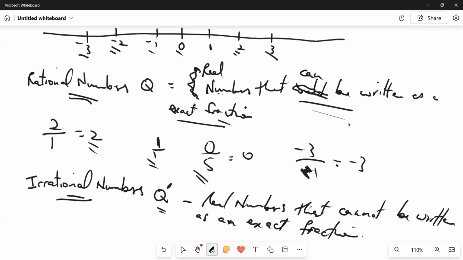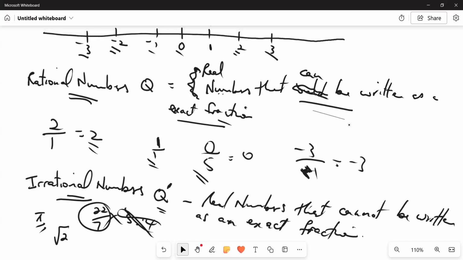And let me give you a few. You all know of pi. Pi cannot be written as an exact fraction. Nobody knows the exact value of pi. So 22 over 7 is just an approximation, that's not pi. 3.14 too. Let's take another number that is irrational: root 2. Can't write that as an exact fraction.